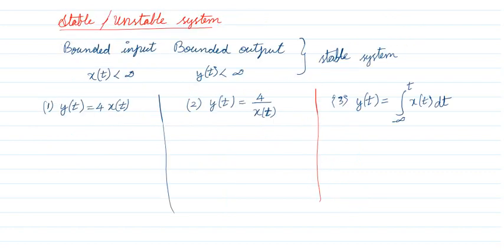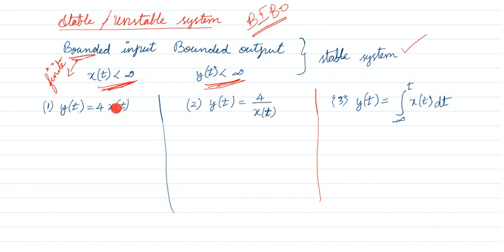Next we'll move into stable and unstable systems. Here we look at a term called bounded input, bounded output. What is bounded? Bounded means finite. Mathematically, I can say it is less than infinite. If I give an input that is less than infinite, I will get an output y of t that is also less than infinite. So bounded input gives bounded output. Such systems are called stable systems.